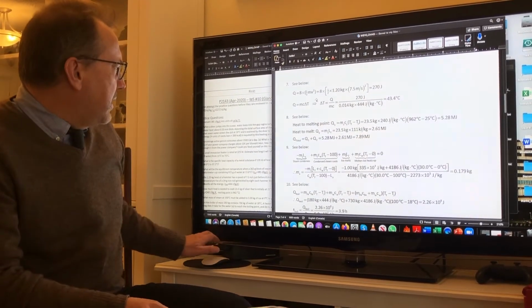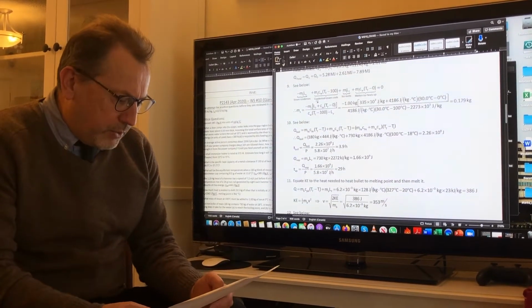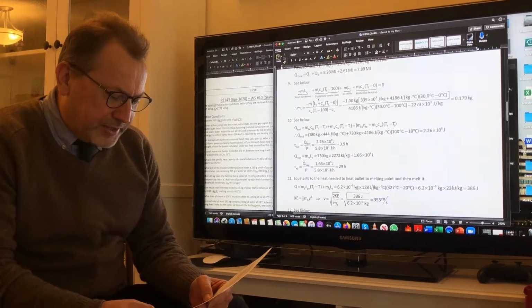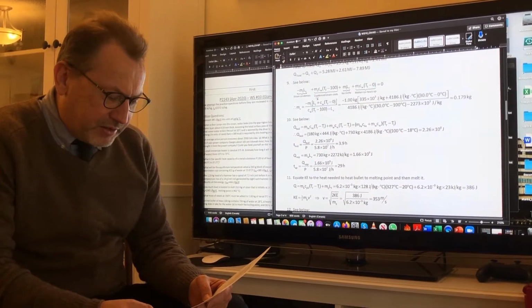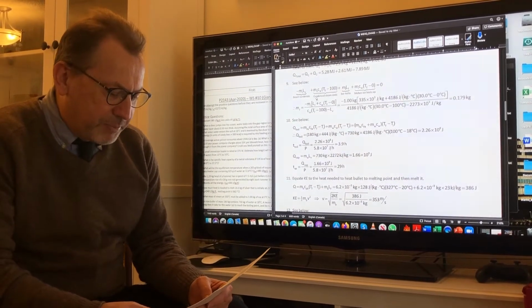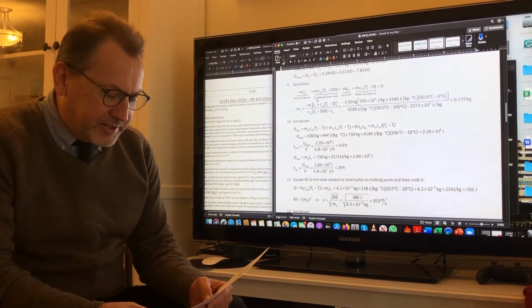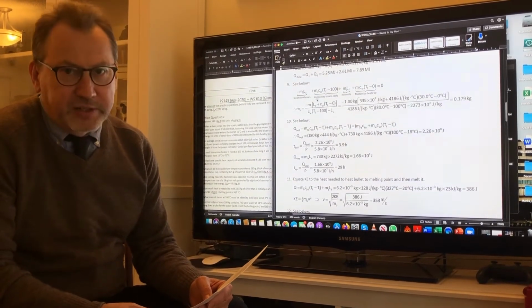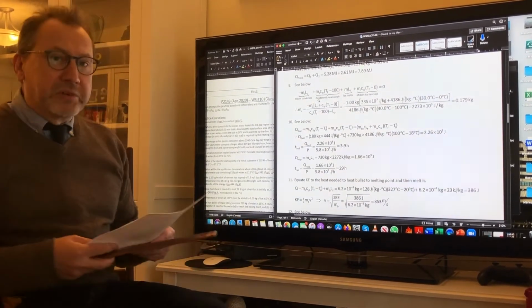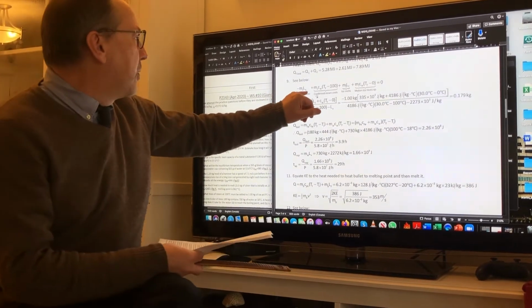Okay, question 9. What mass of steam at 100 degrees centigrade must be added to a kilogram of ice at 0 degrees centigrade to yield water at 30 degrees centigrade? So basically I'm getting steam, I'm adding it to ice, and I want to generate water at 30 degrees centigrade. Well, when the steam condenses, it releases a certain amount of heat, and that's given by m_s L_v.